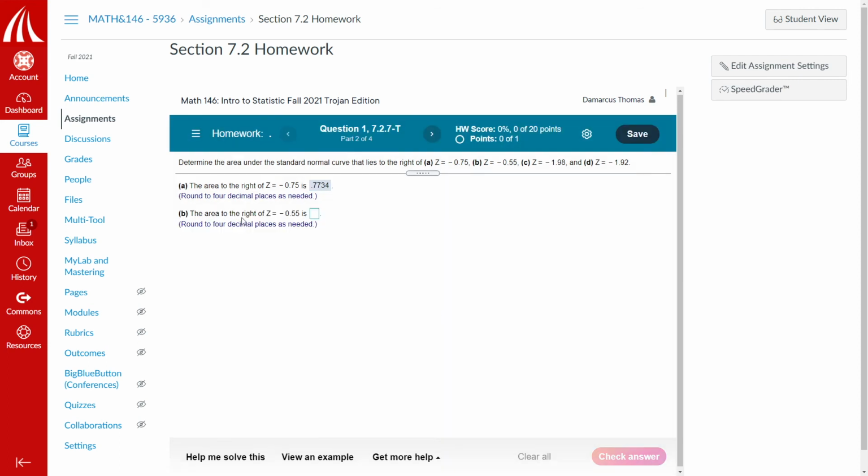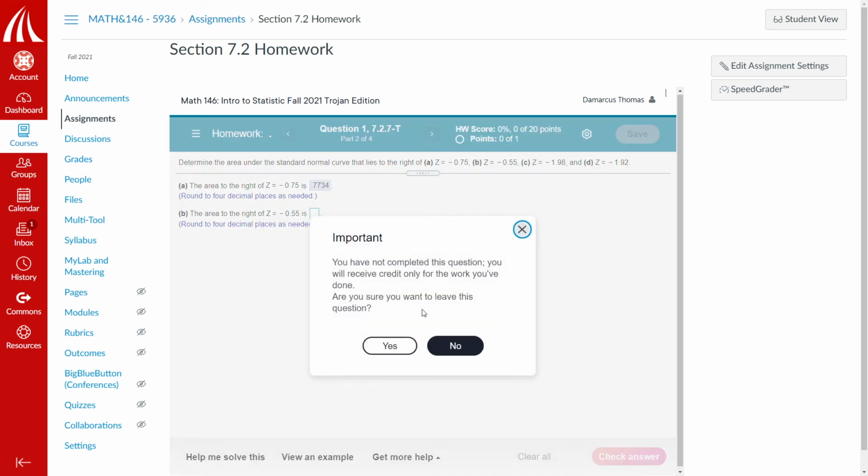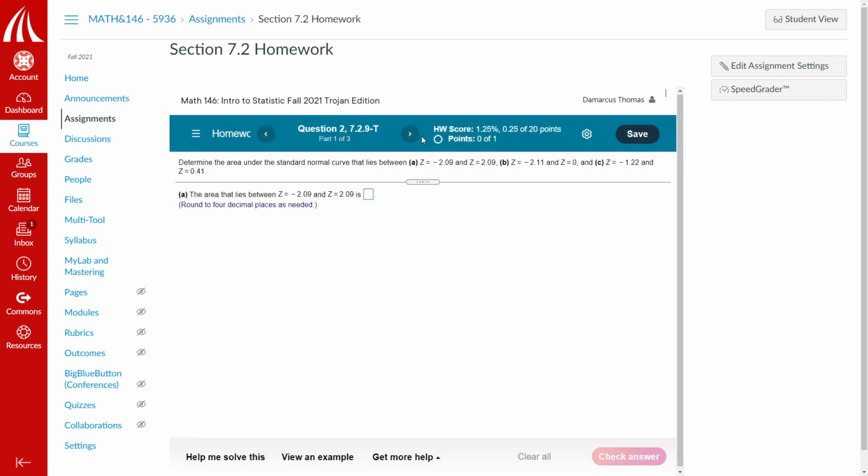The area to the right of z. So we'd have to put in a very tiny number, and then our lower bound would be negative 0.55, and our upper bound would be a very large number. So we would just change, instead of negative 0.75, we would put in negative 0.55. So we do each one of those. It's not too bad. Let's move on.